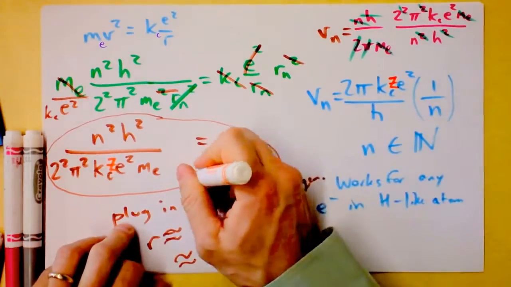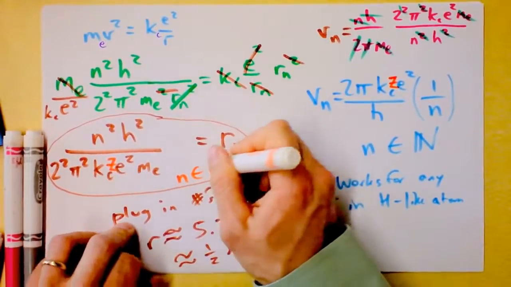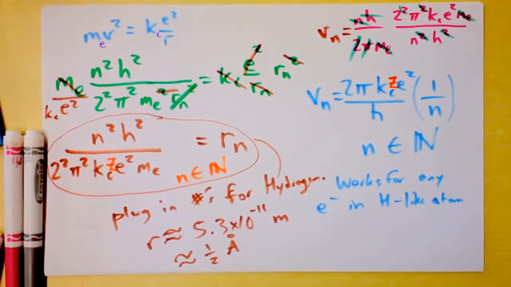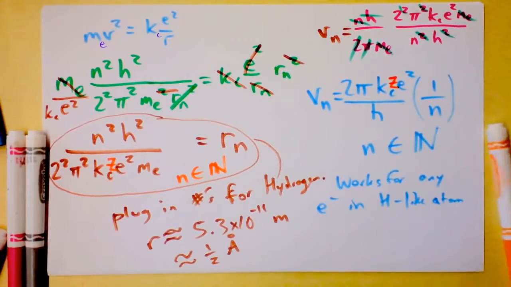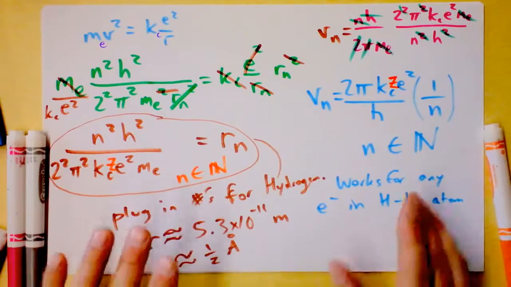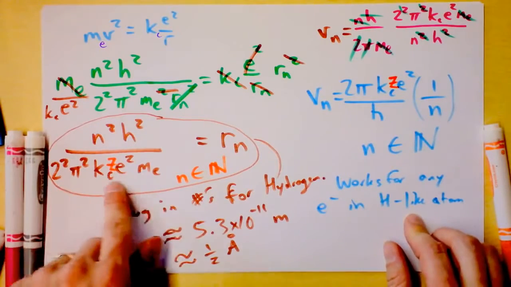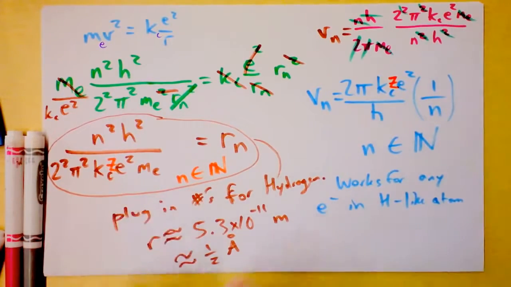I've got to put an n in here. n has to be a natural number from 1 to infinity. Let's see if we can make some sense out of what n is doing. But really, I've just got one more thing to do. I want to take this and write it again in full glory with the Z in a nice place.